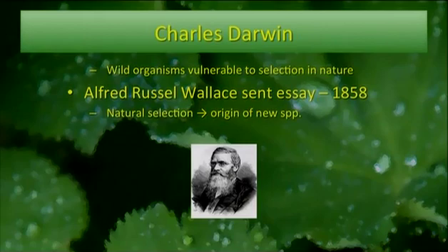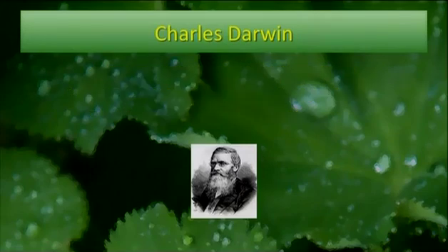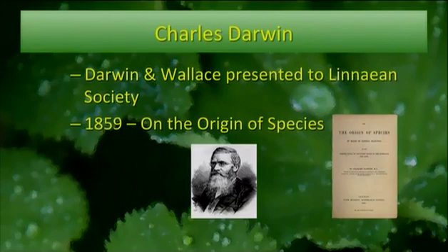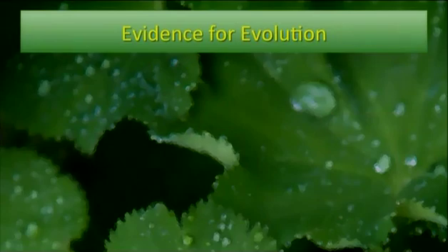He came up with the exact same idea that Darwin had. Okay, so Darwin and Wallace had a joint presentation to the Linnean Society in London. The Linnean Society was a very prestigious scientific society. Okay, and in 1859, Charles Darwin published On the Origin of Species by means of natural selection.